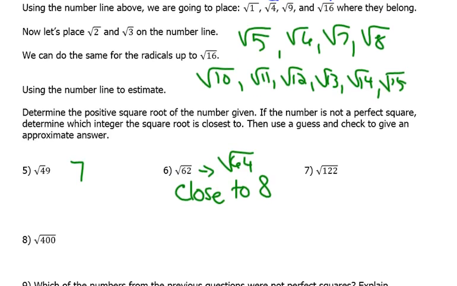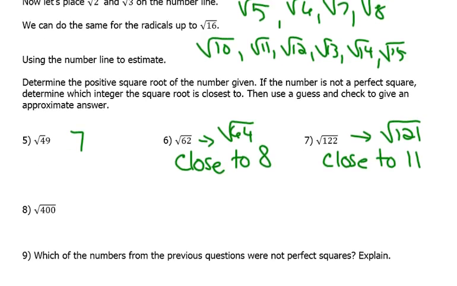If I have the square root of 122, again, it's not a perfect square, but this is close to the square root of 121. 122 is close to 121. So this is close to 11. It's going to be a little bit more than 11, and this one would be a little bit less than 8. Okay. And the square root of 400 is 20. That is one that you should hopefully be able to figure out, because I did the square root of 4, and then I just took one of the zeros.